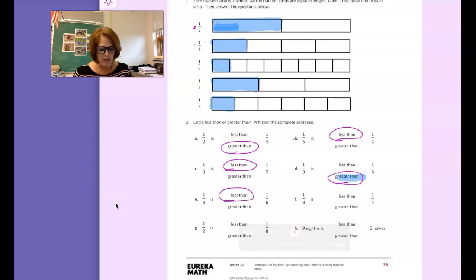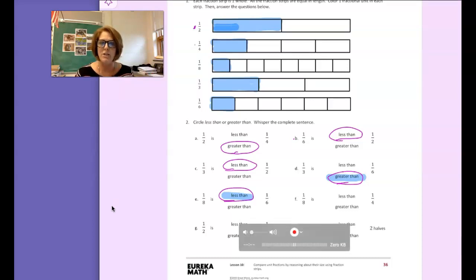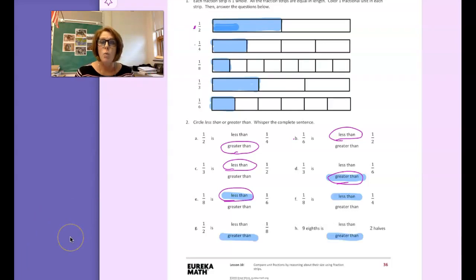How did you do? Letter D says 1/3 is greater than 1/6. And letter E, 1/8 is less than 1/6. Go ahead and finish F, G, and H, and then come back and see if you got it correct. Welcome back. Letter F, 1/8 is less than 1/4. So if we do 1/4 and 1/8, 1/8 is less than 1/4. 1/2 is greater than 1/8, right?